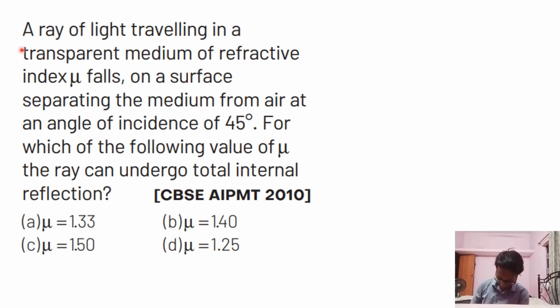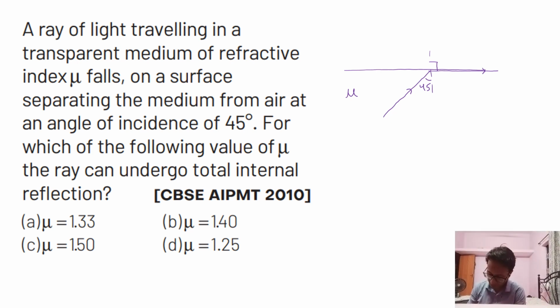Now let's see this question. A ray of light is traveling in a transparent medium of refractive index mu, falls on a surface separating the medium from air. Then angle of incidence 45. So what is happening out here? This is a surface. Below is a transparent medium of refractive index mu. So a ray of light incident here at 45 degrees just starts doing total internal reflection. So at the beginning of total internal reflection, the refracted ray forms 90 degrees, no? And when I again increase the angle of incidence, then only total internal reflection occurs.